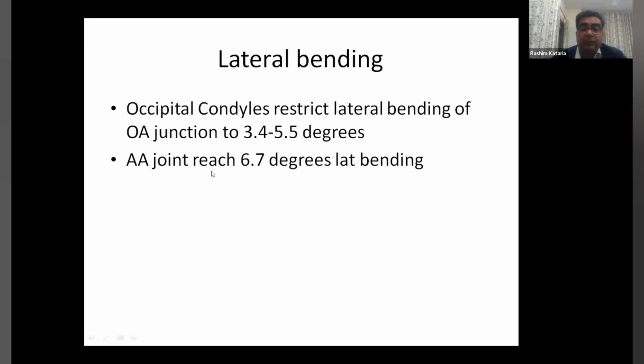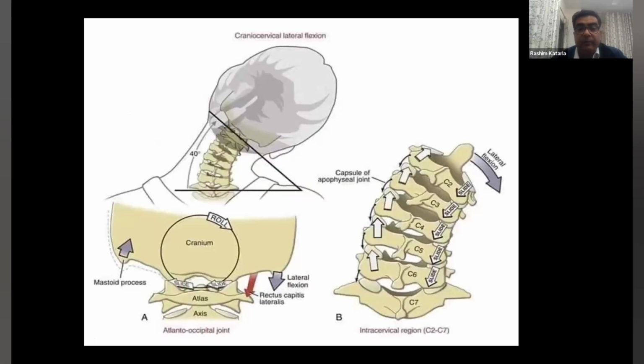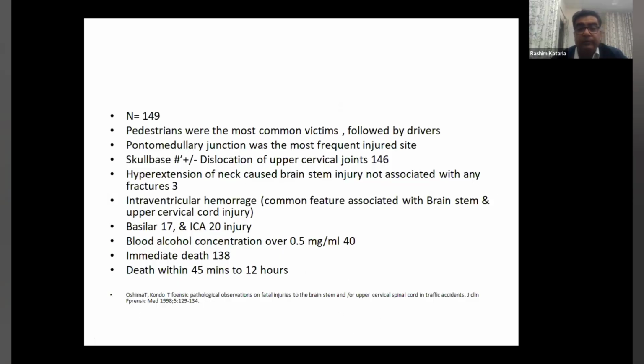So coming on to the lateral bending, the occipital condyles restrict the lateral bending of the OA junction to 3.4 to 5.5 degrees. The atlantoaxial joint can reach up to 6.7 degrees of lateral bending. So this is how it works.